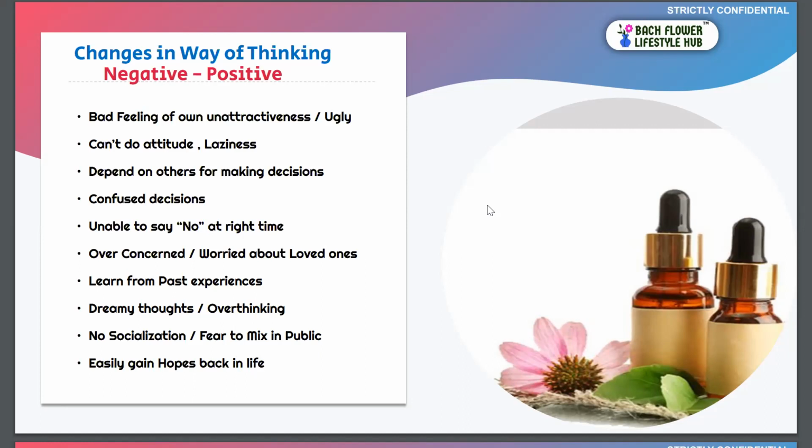very pulled back, so he's not able to do something which he wanted to do in his life because he's already protected by someone else every time. So we should have that separation, and we should not care so much about loved ones. We can give them the freedom to live their life. So that over concern and over protectiveness, we can get rid of using the Bach flower remedies.